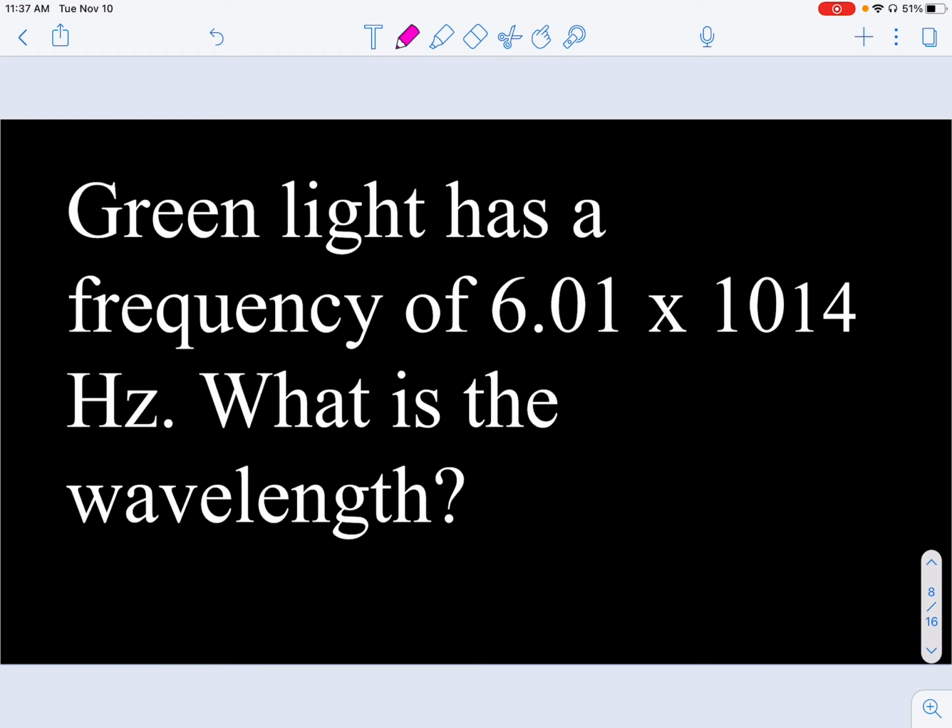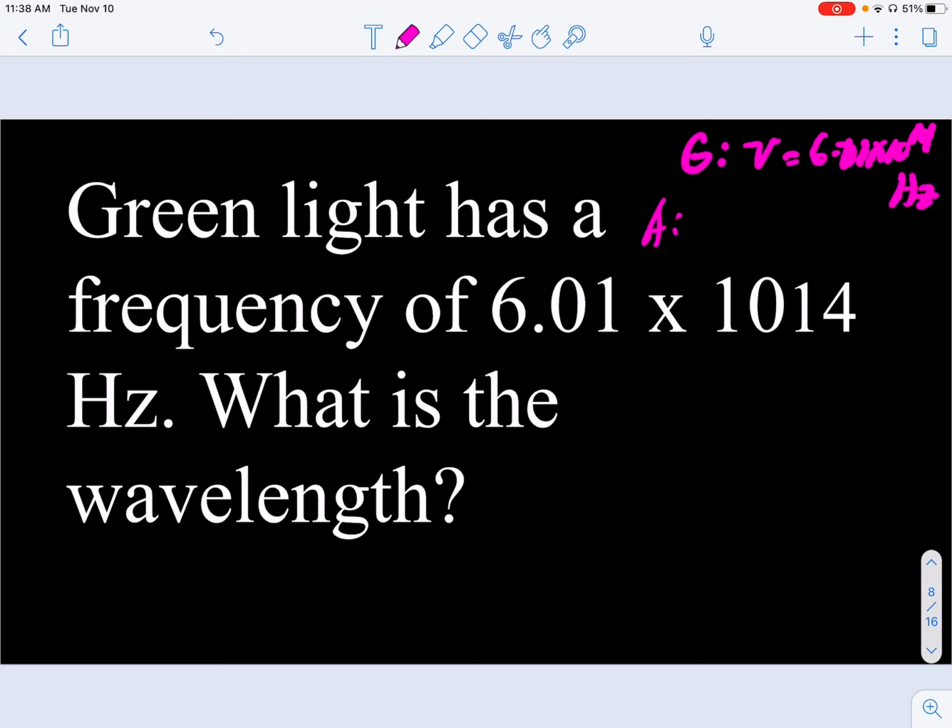Let's have another. The green light has a frequency of 6.01 times 10 to the 14th Hertz. What is the wavelength? Given in the problem, sorry, I don't have a space here, is the frequency, 6.01 times 10 to the 14th Hertz.